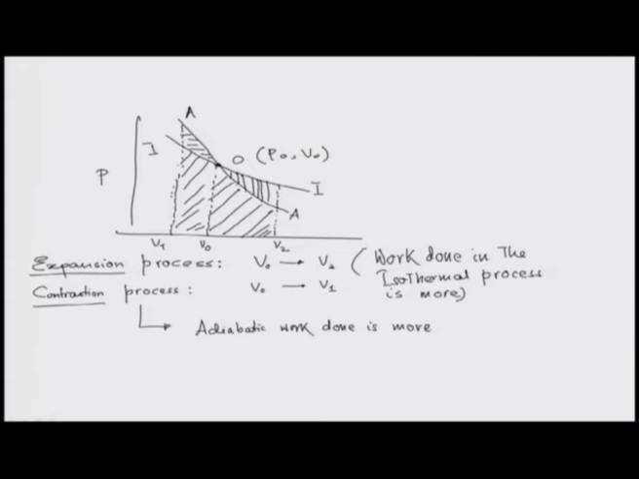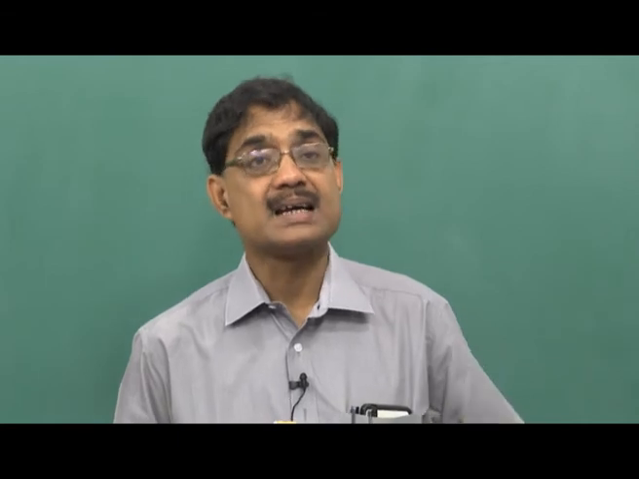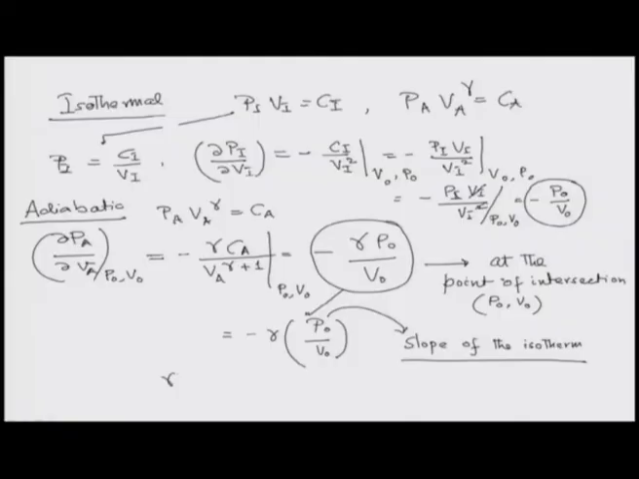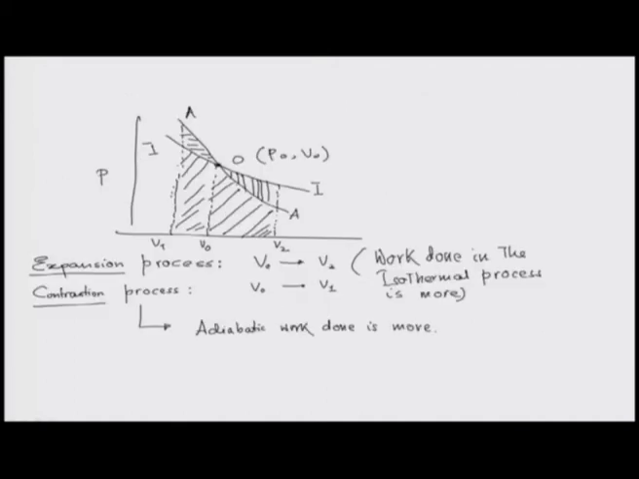So, when I say that work done is more in the adiabatic process, in a contraction from V 0 to V 1, I refer to the magnitude of the work. It means I need to do more work on the system in the adiabatic process. So, what we learnt in these two slides is that the adiabatic curve is steeper, the slope of the adiabatic curve is gamma times the slope of the isothermal curve at the point of intersection. Please remember, gamma is greater than 1. What is the consequence? From the intersection point, which is at P naught V naught, you consider an expansion up to a volume V2.